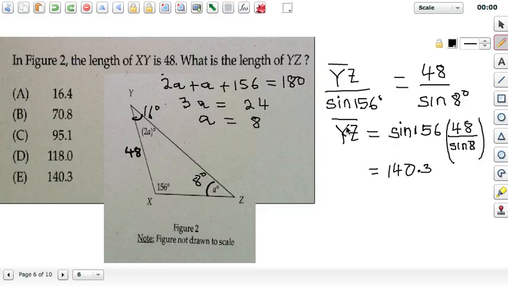So solving for segment YZ, all you have to do is multiply by sine 156 and not 56 as I said before. Sine 156 times 48 divided by sine 8, and you get 140.3, and your final answer is E.